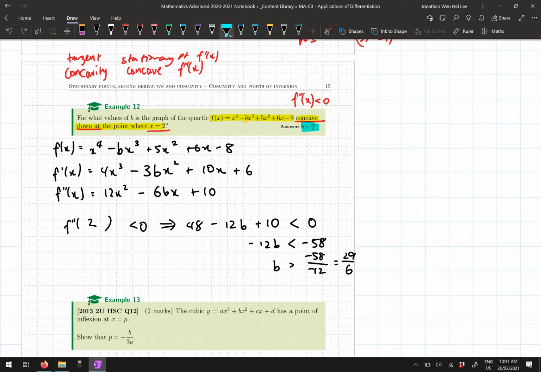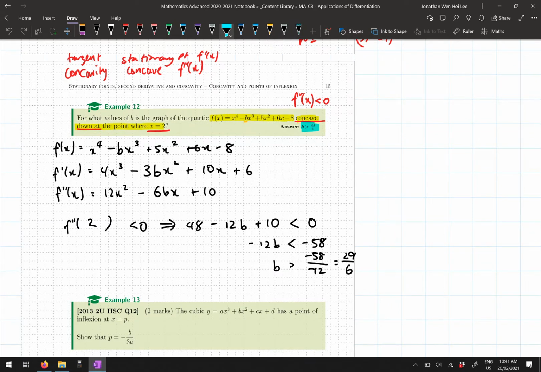Next. Are we cool with this question? If you ever see the word concave in the question, concave means you need to do the second derivative. If they ask you about the gradient of the tangent, or the gradient at a particular point, or a horizontal tangent, what derivative are we looking at? First derivative. If we're looking for y values, what are we subbing into? The original function. That's it.